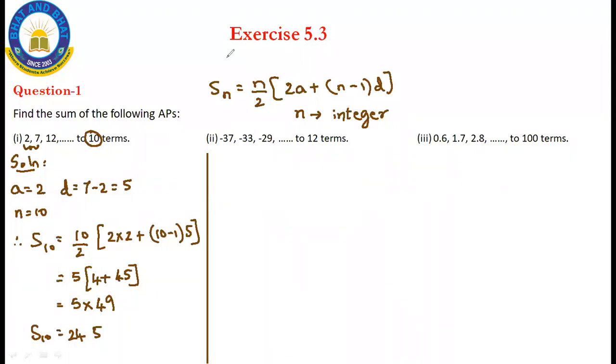Yes. So let's take up the next one. Question number 2, they have told for 12 terms. So what is my A here? A is minus 37. How do I find out D? Take two consecutive terms, minus 33 minus of minus 37, which gives me answer as 4. Then what is n is equal to? N is equal to 12 as mentioned in the question.